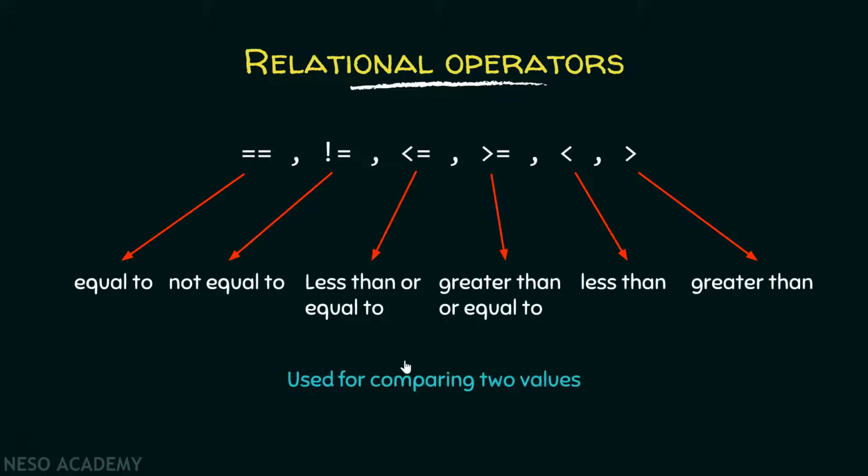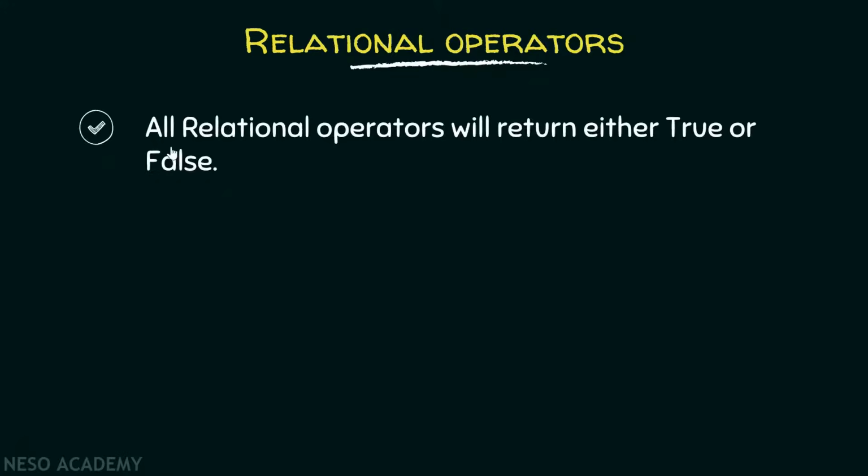Let me tell you one thing. They are all used for comparing two values. For example, if we want to compare 4 and 5, and if I want to know whether 4 is equal to 5, then we are going to use this operator equal to. All relational operators will return either true or false. This is important. They will return only two values, either true or false.